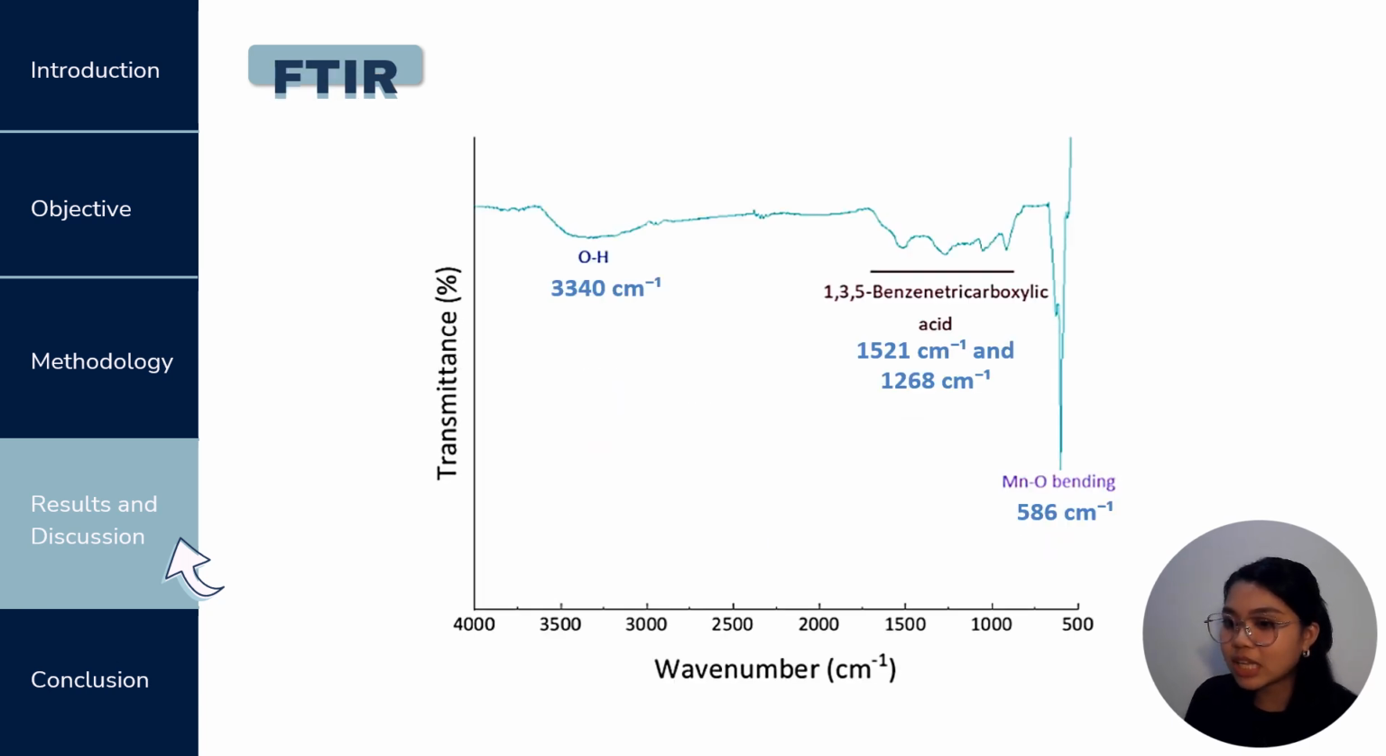Now for the FTIR, we can see here significant peaks at 586, which corresponds to Mn-O bonding, and at 3,340, which corresponds to OH vibration. These peaks are very similar to those obtained from previous studies. And then for the broad peaks at 1,521 and 1,268, we deduced that they were from the residual carboxylate group from the trimesic acid that we used in the formation of our MOF, the first stage of catalyst synthesis.